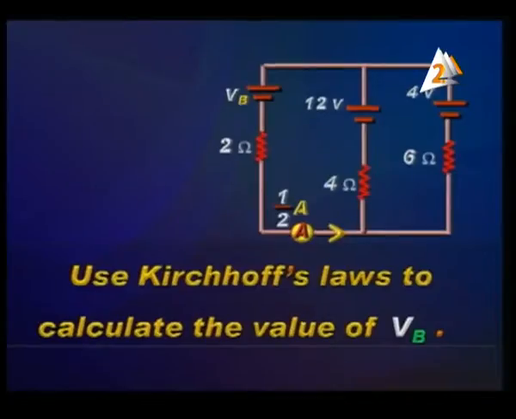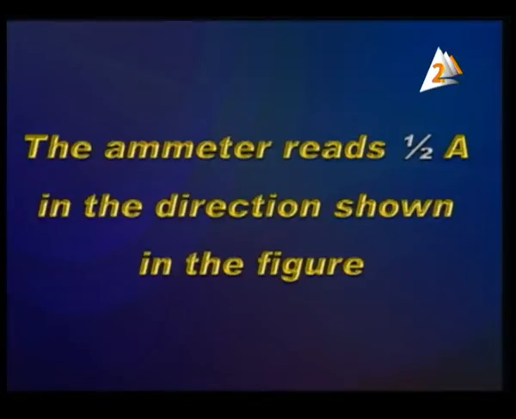Third problem. In front of you, we've got 3 batteries: a 4 volt battery, a 12 volt battery, and a battery of unknown EMF, VB. And we've got 3 resistors, 2 ohm, 4 ohm, and 6 ohm, and an ammeter that reads half ampere. We want you to use Kirchhoff's law to calculate the value of the EMF of the battery. As I said, the meter reads half ampere in the direction shown in the figure.